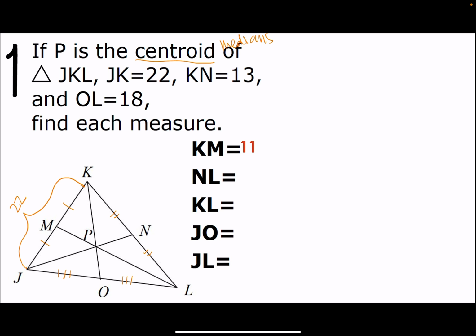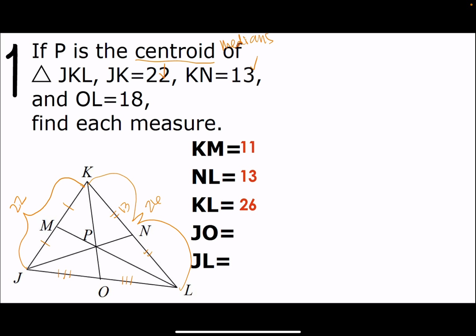Okay, so got that one. Let's do the next one. You've got KN is 13. So this part is 13. That can give you NL, which is 13. It can also give you this entire thing, which is going to be double that, so that's 26.